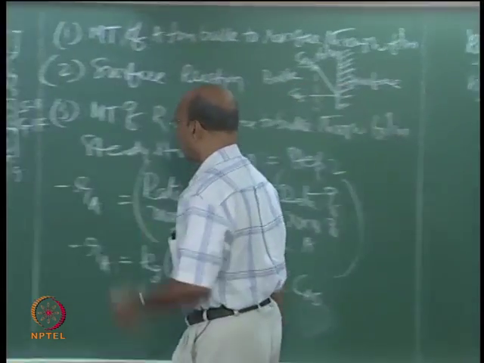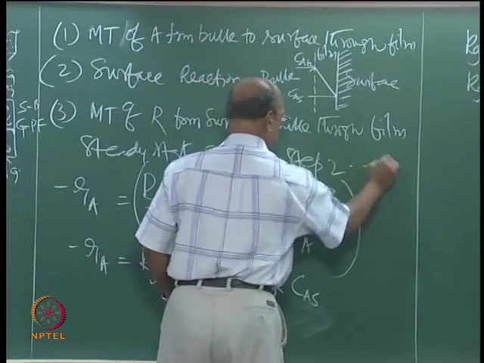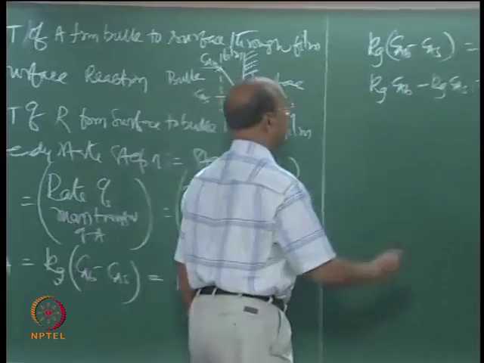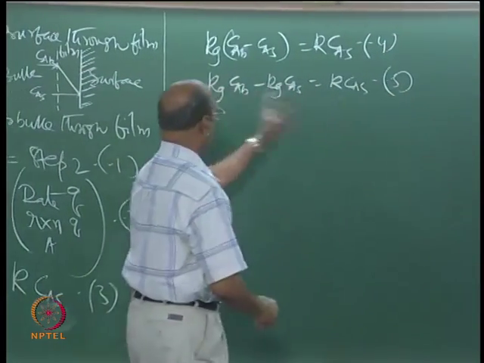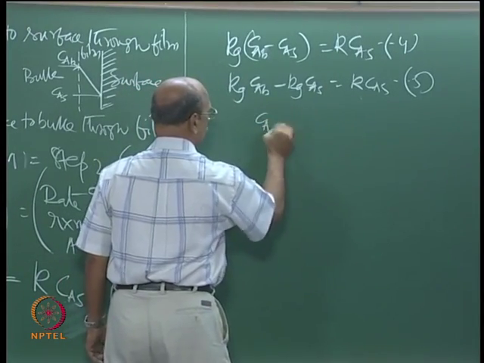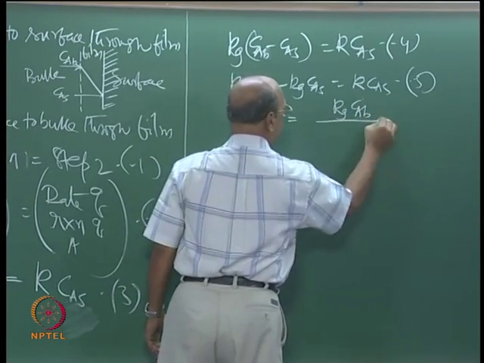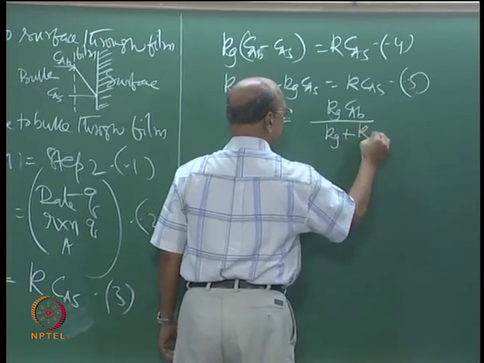Okay, somewhere I think I have not started numbering the equations. From here, I think this is 1, this is 2, this is 3, 4, 5. From 5, can I say that I have an equation CAS equals Kg CAB divided by Kg plus K.